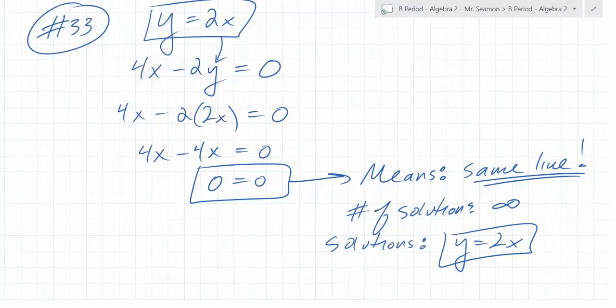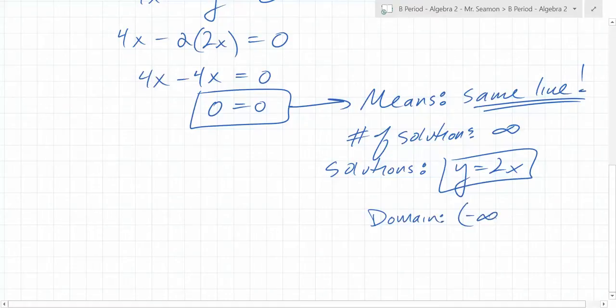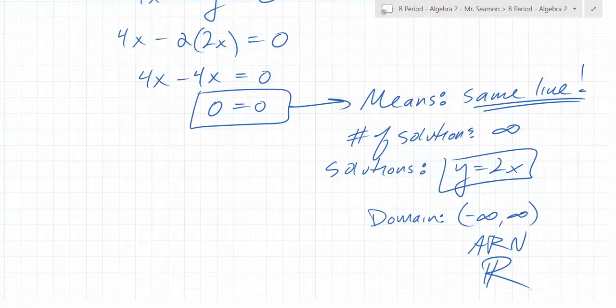What's that called? The domain, yes, negative infinity, comma infinity. But what's another way to say that? We said it many different ways. All real numbers, remember that big R with the two lines? All real numbers. So that one right there, the number of solutions is infinite because it's the same line. Where does a line intersect itself? All the places the line exists.